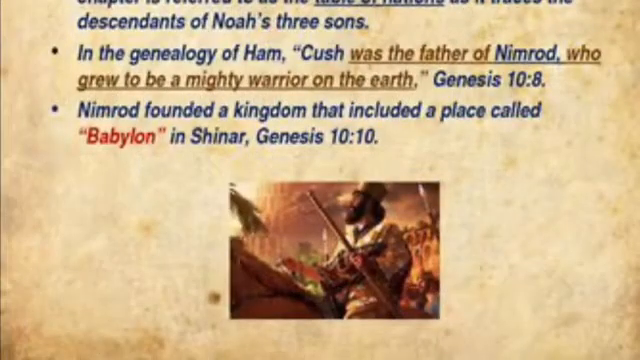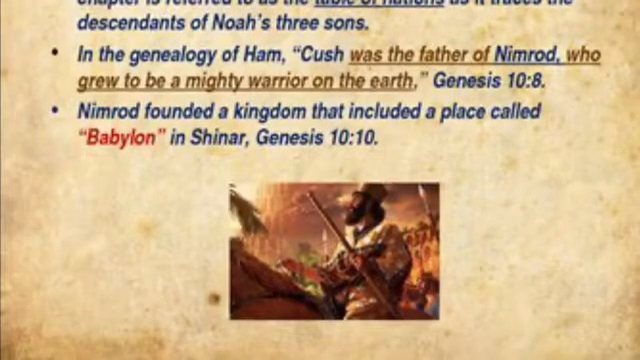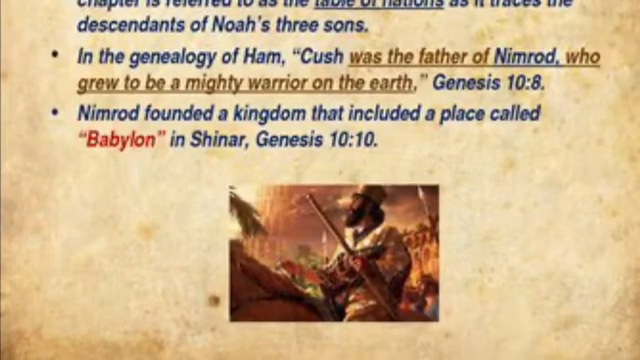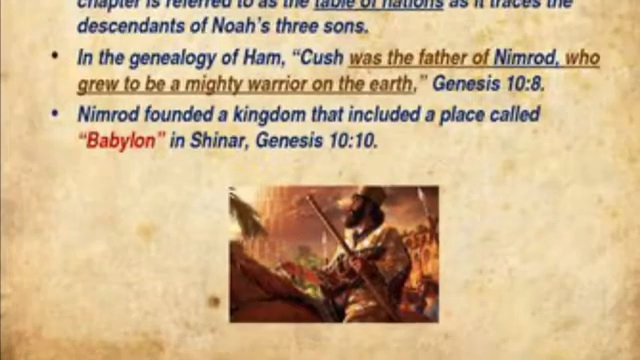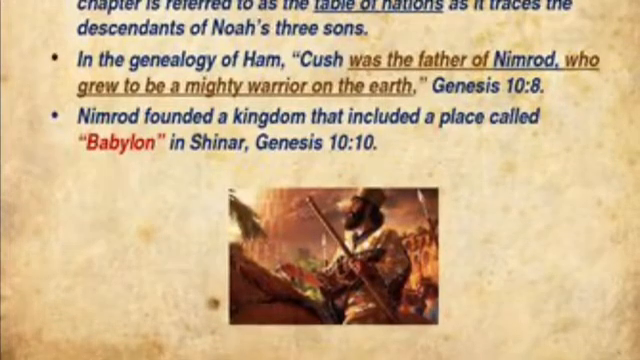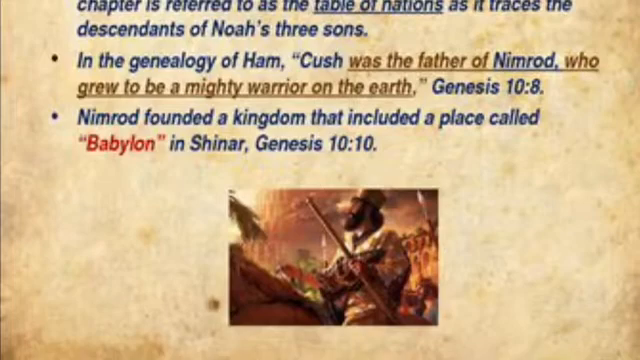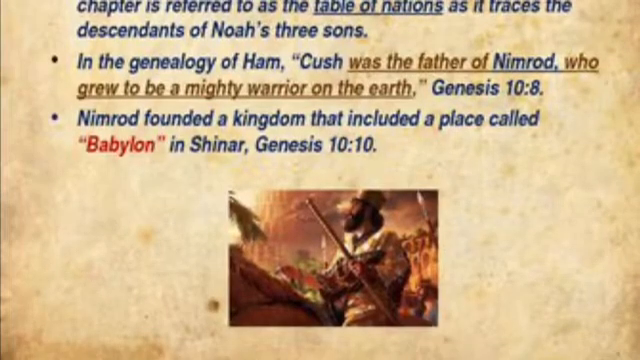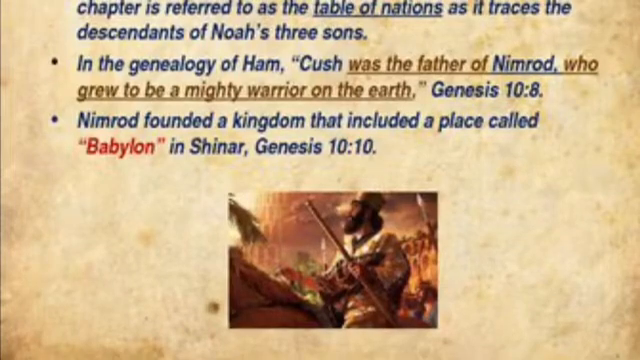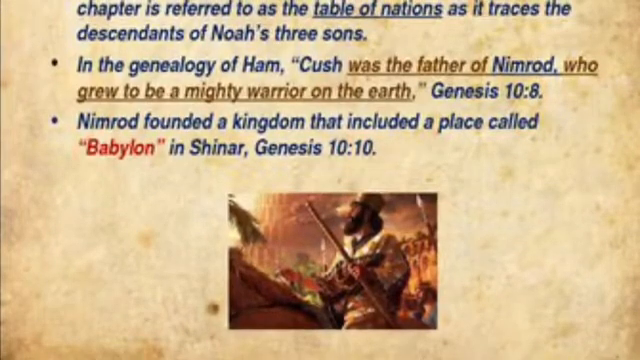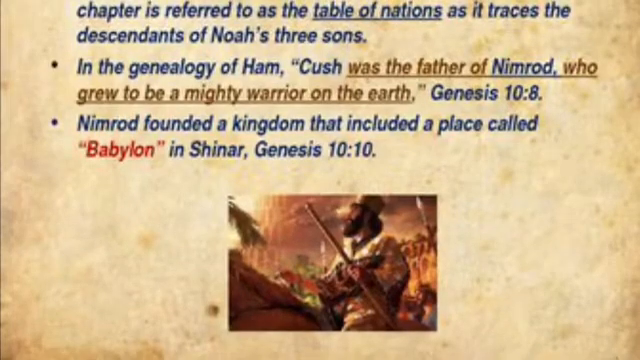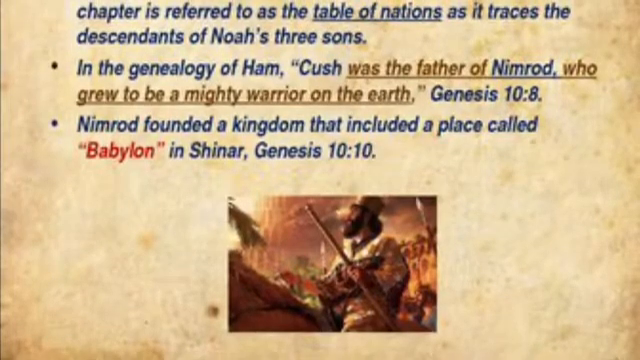The Bible's first mention of Babylon comes in Genesis 10. This chapter is referred to as the Table of Nations, as it traces the descendants of Noah's 3 sons. In the genealogy of Ham, Cush was the father of Nimrod, who grew to be a mighty warrior on the earth. Genesis 10:8. Nimrod founded a kingdom that included a place called Babylon in Shinar. Genesis 10:10. So, Babylon was first mentioned in the Bible in Genesis 10.